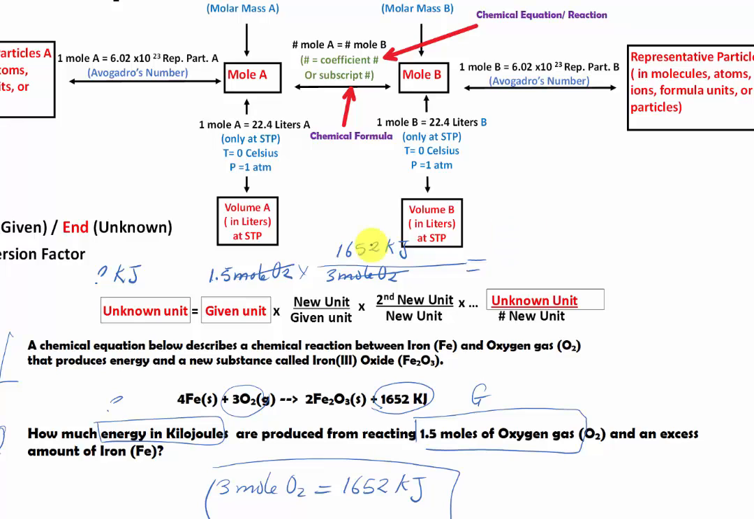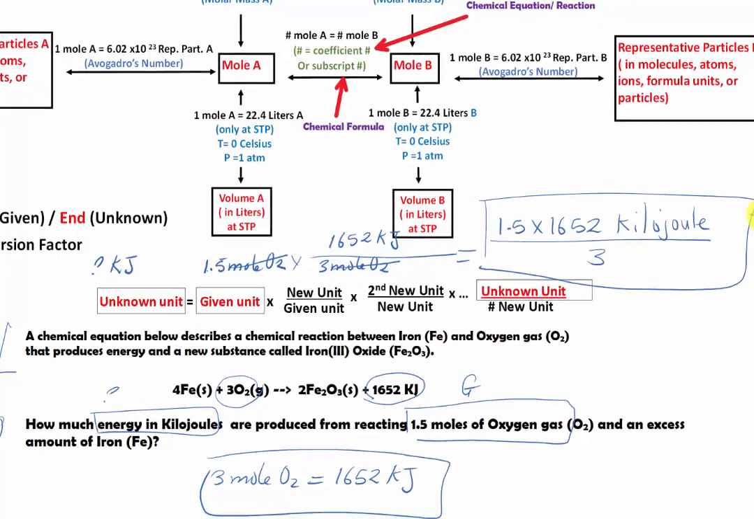And what we have at the end is 1.5 times 1652 kilojoule divided by 3. We basically multiply everything on top, divide everything on the bottom. And this is our answer.